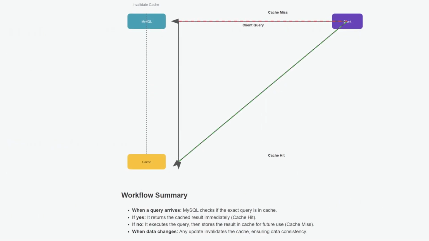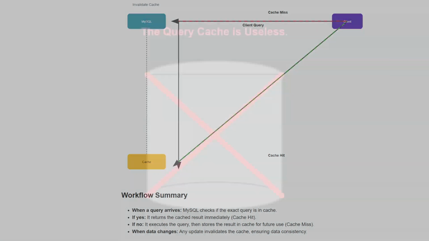When a query came in, MySQL checked if that exact query was in the hash. If yes, it returned a hashed result. If not, it ran the query and stored the result for future use. Any change to the underlying data invalidated the hash.